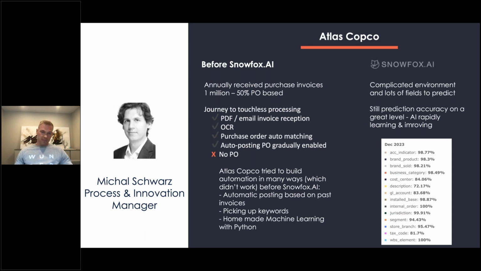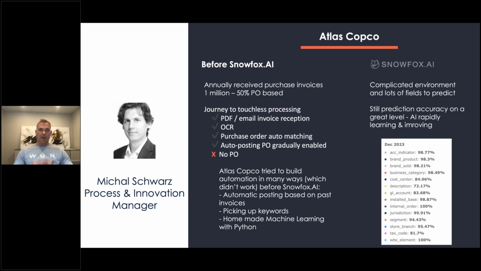For example, they created a logic for automatic posting based on past invoices. They were trying to find from the history the same kind of invoice and copy-paste the coding for this new invoice. But it was rarely the same, and there was always some fine-tuning that needed to be done. So it didn't work really well.